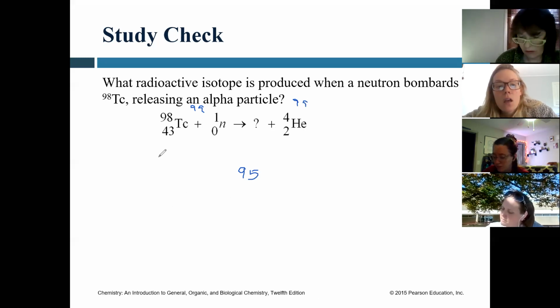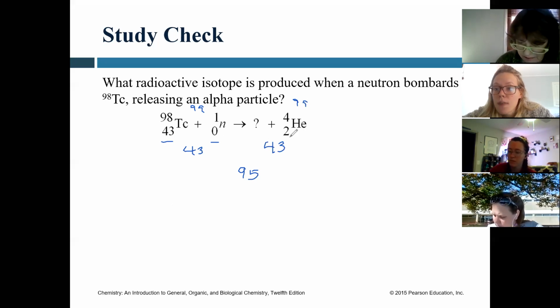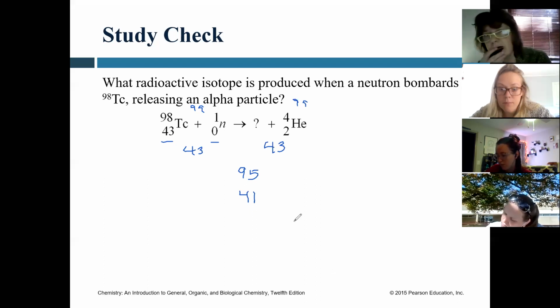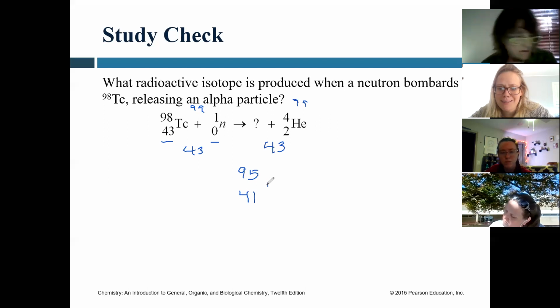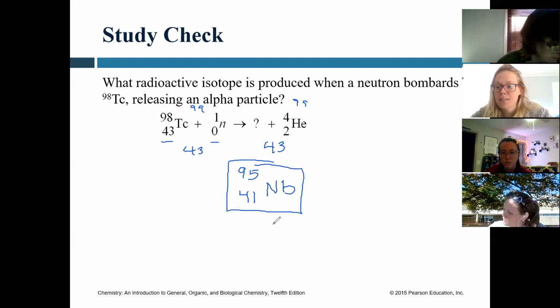Head shake, okay. Bottom, I've got 43 and 0. So 43 is the total for the bottom. So on this side, we also have to have a total of 43. 2 of them are being occupied by the alpha particle. So 43, 42, 41, 41. Now we've got to figure out what is 41. Just look at our periodic chart. Niobium, I think is the name of that, Nb. So there is our mystery isotope.